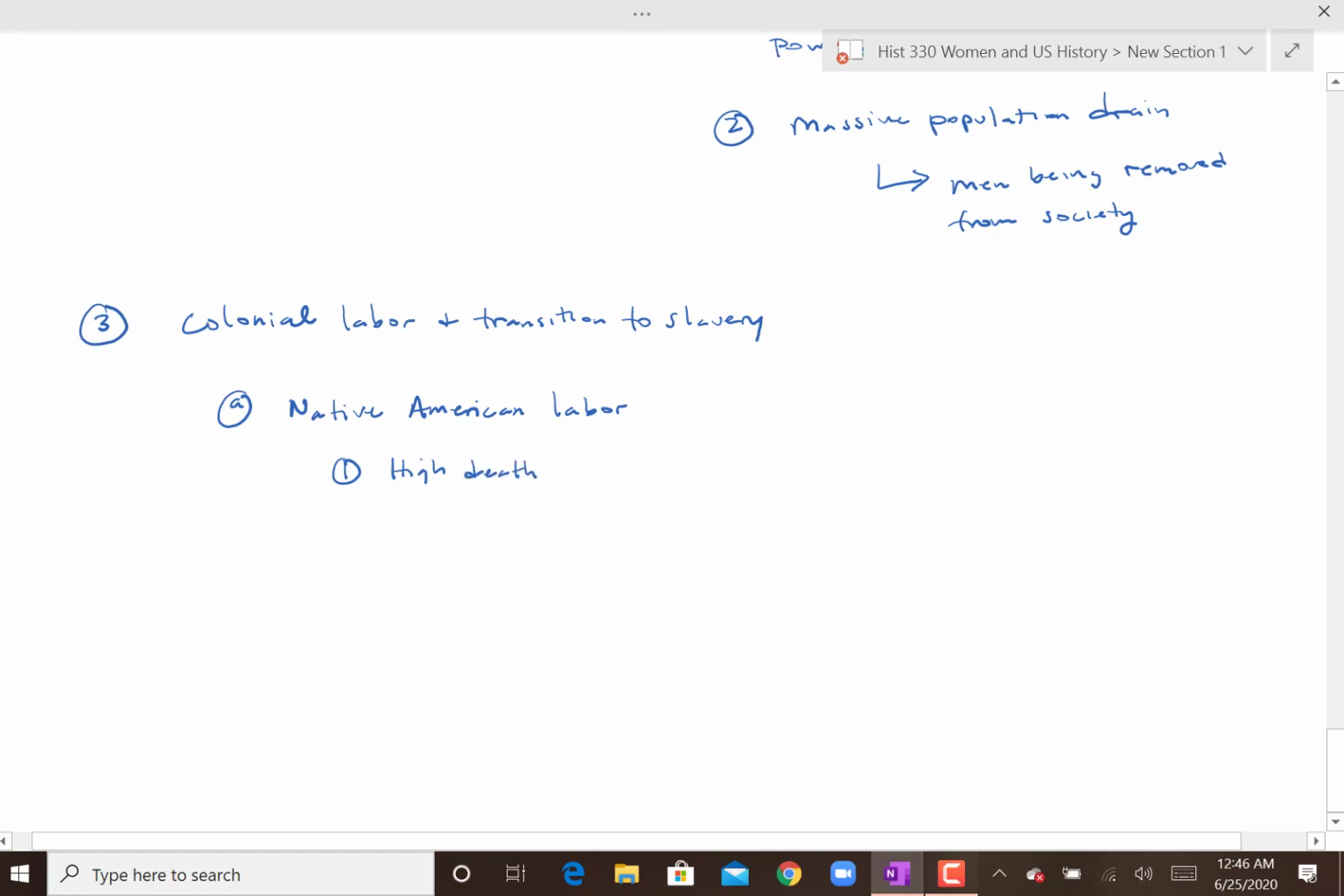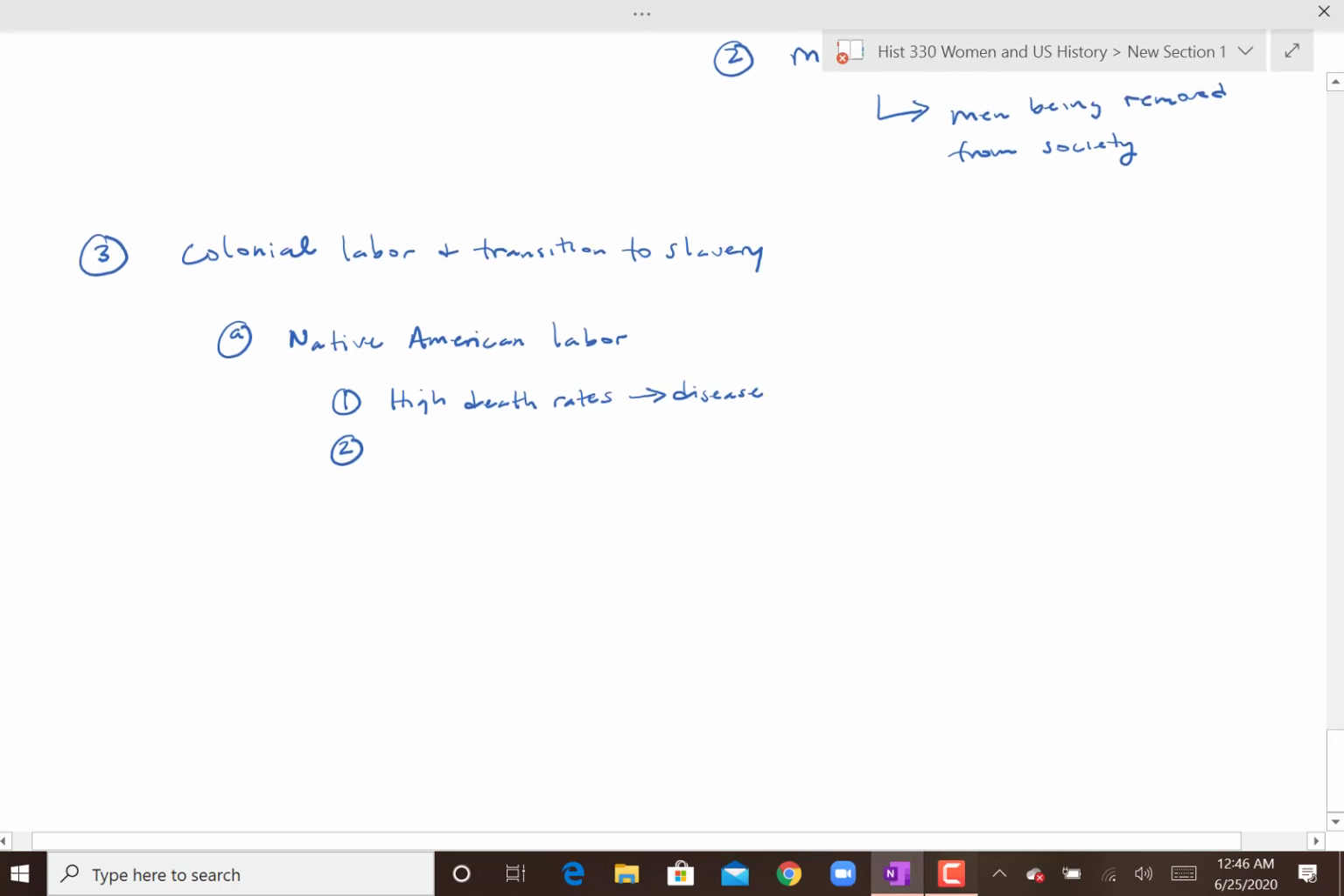High death rates due to disease, right? Unknowingly and unintentionally, Europeans brought over lots of diseases that the Native Americans didn't have immunities to. They also often just refused to work. It was easier to run away and not get caught too. So we'll see, this is one of the things with when they start bringing over Africans, that you can't blend back in into a group of people.